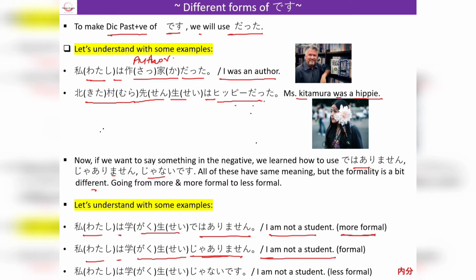And if you want to make it casual or less formal, it will become watashi wa gakusei janai desu. Or we can use here devanai as well, which has the same meaning. So our sentence will be like this: I am not a student. So you can see all these three sentences have the same translation: I am not a student. The only difference is way of speaking. One is more formal, other is formal, and the third one is less formal.